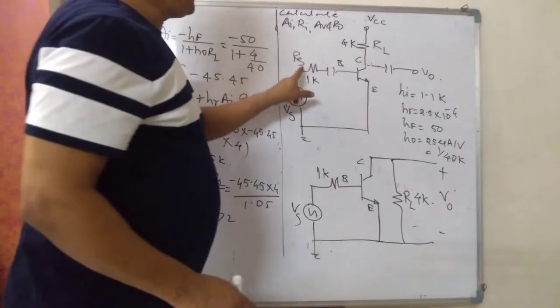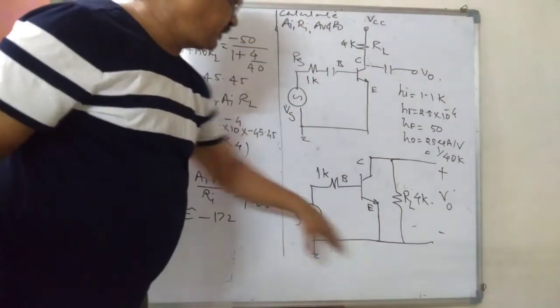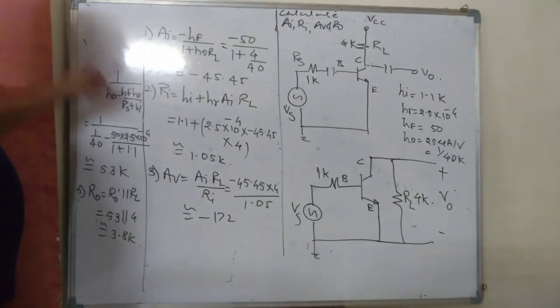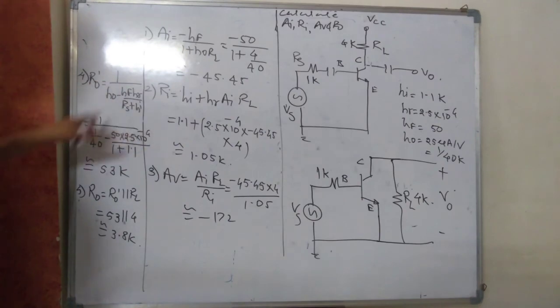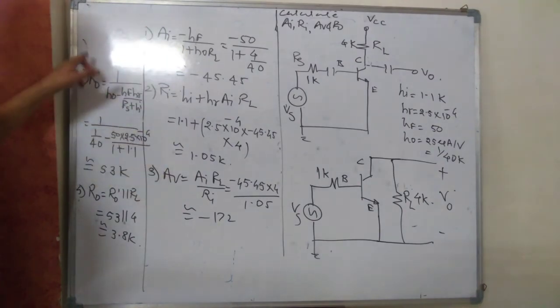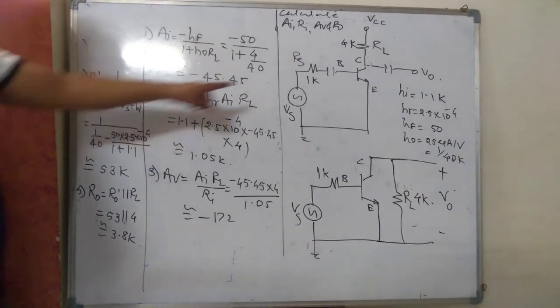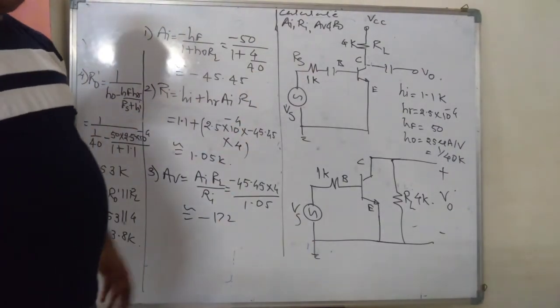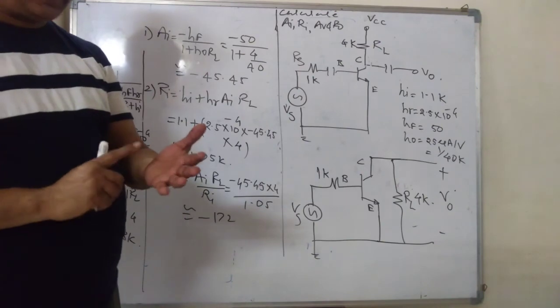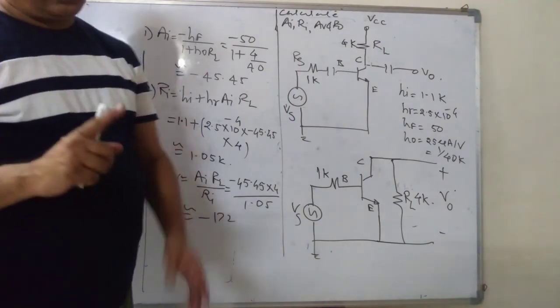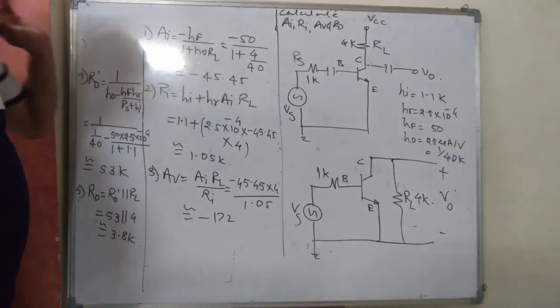Figure is given, RS, RL, all values are given. Draw the AC circuit and simply put the values in the formula. And you yourself calculate this calculation particularly. 5 formulae you have to mug up those formulae. This is for common emitter. Now second numerical common base and third numerical common collector. These two numericals I will provide you the notes on your WhatsApp number. This is one numerical. Right?